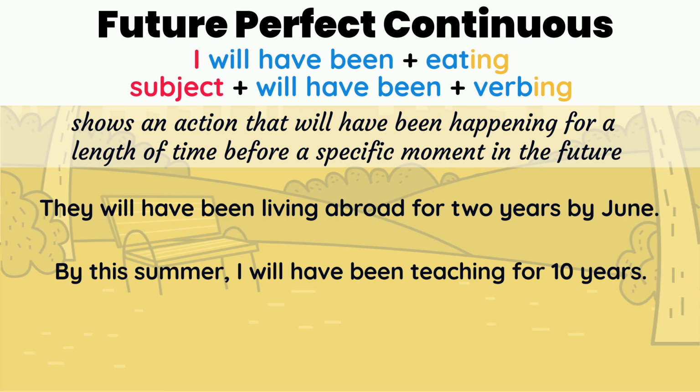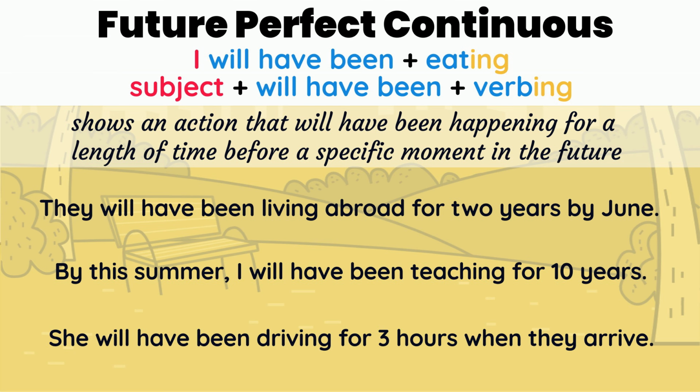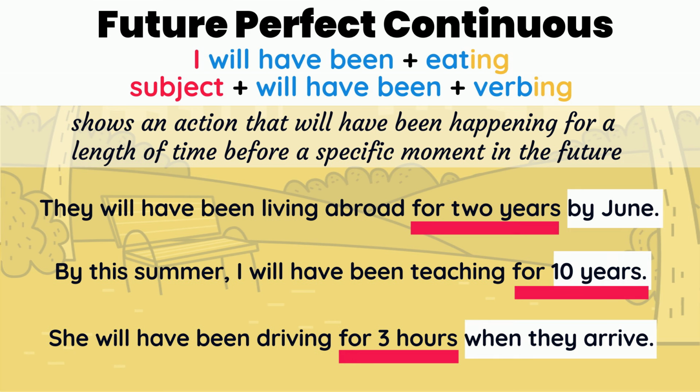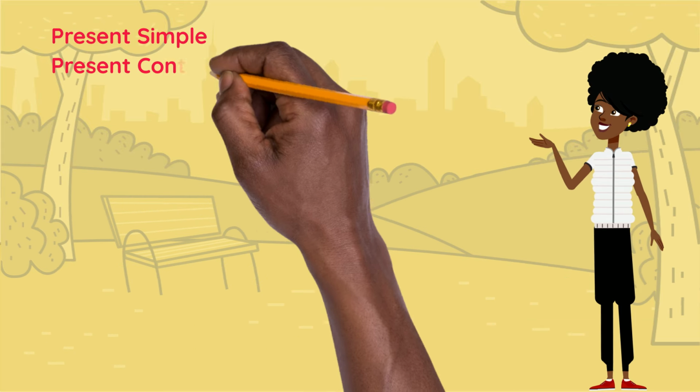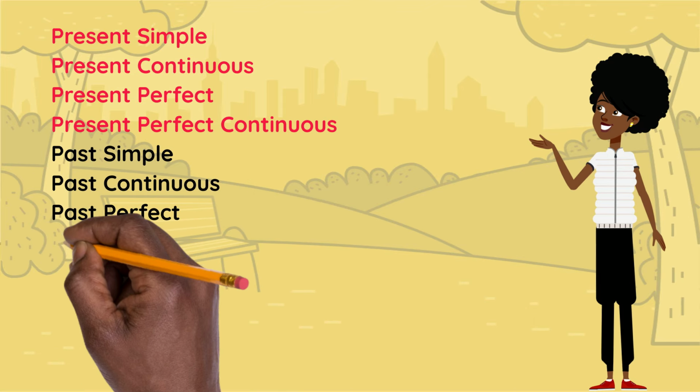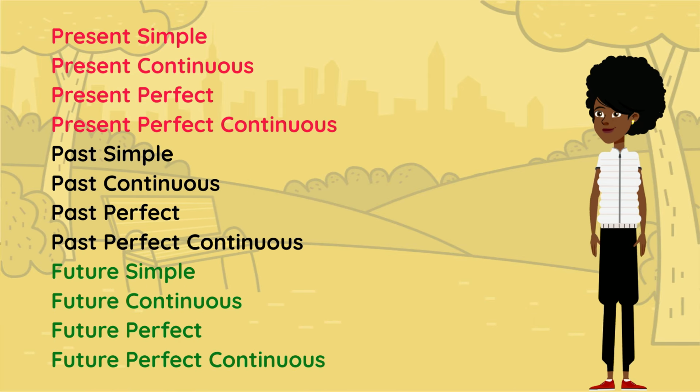By this summer, I will have been teaching for 10 years. She will have been driving for 3 hours when they arrive. It emphasizes duration up to a specific moment in the future. That's it, everyone. All 12 tenses covered. Are you ready for a mini quiz?